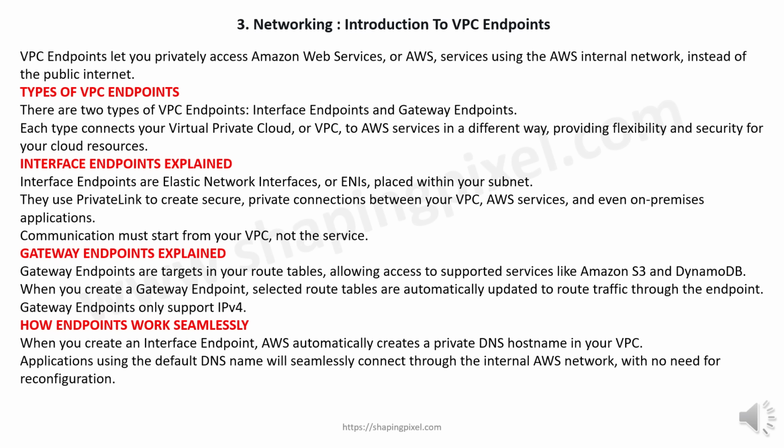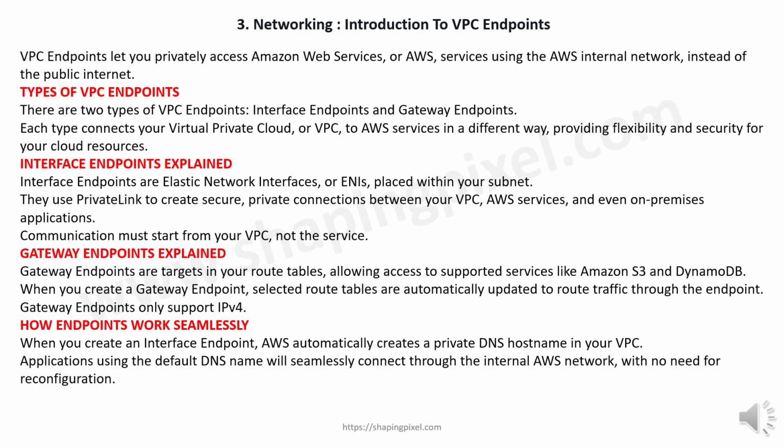Each type connects your virtual private cloud, or VPC, to AWS services in a different way, providing flexibility and security for your cloud resources. Interface endpoints are elastic network interfaces, or ENIs, placed within your subnet. They use PrivateLink to create secure private connections between your VPC, AWS services, and even on-premises applications. Communication must start from your VPC, not the service.